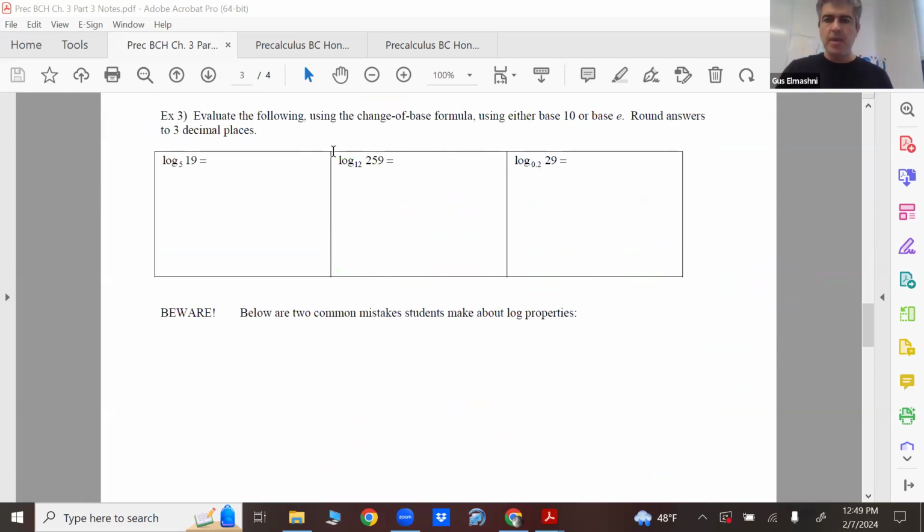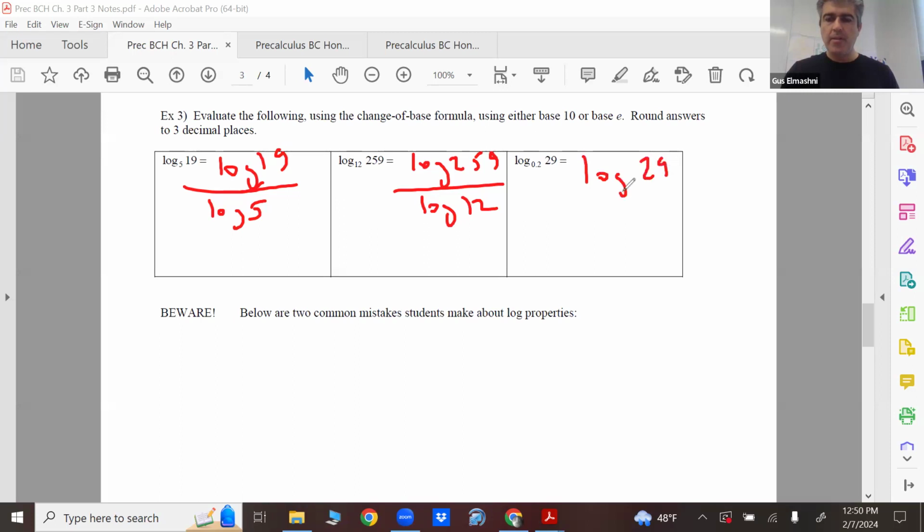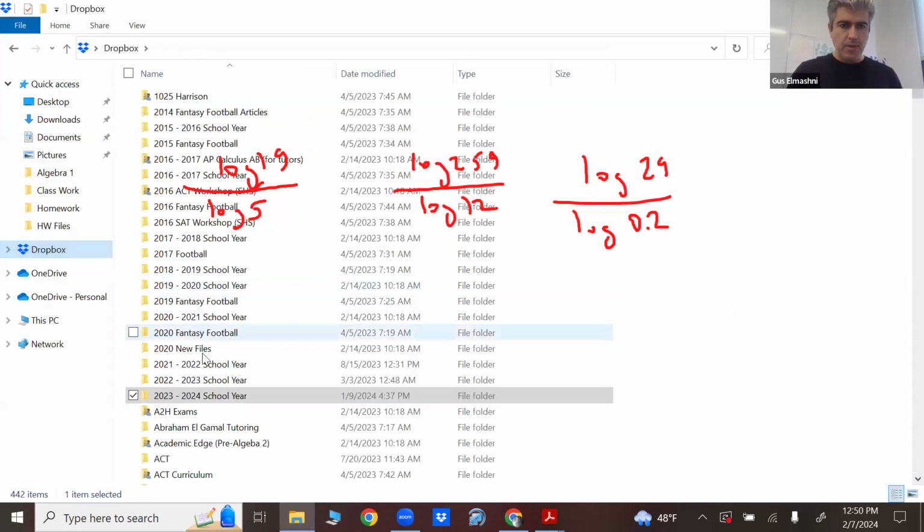All right, here, let's do the same thing. We'll have to use a calculator clearly. So log 19 over log 5. I'm just going to common log it, by the way. Log 259 over log 12, or log 29 over log 0.2. Some common mistakes. And actually, let's work that. Let me get a calculator really quickly.